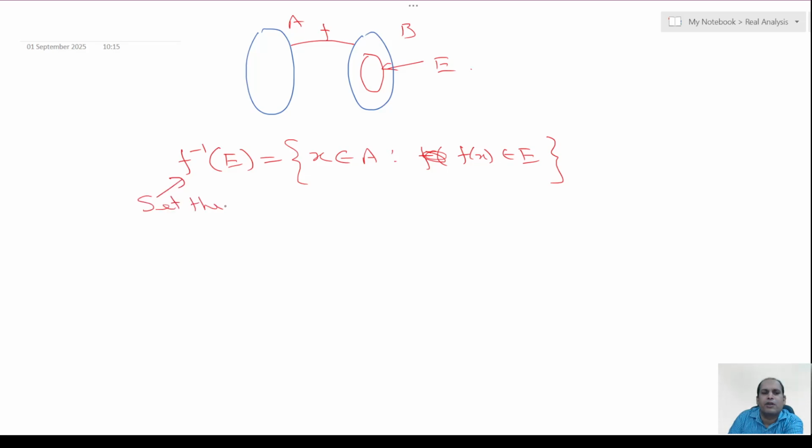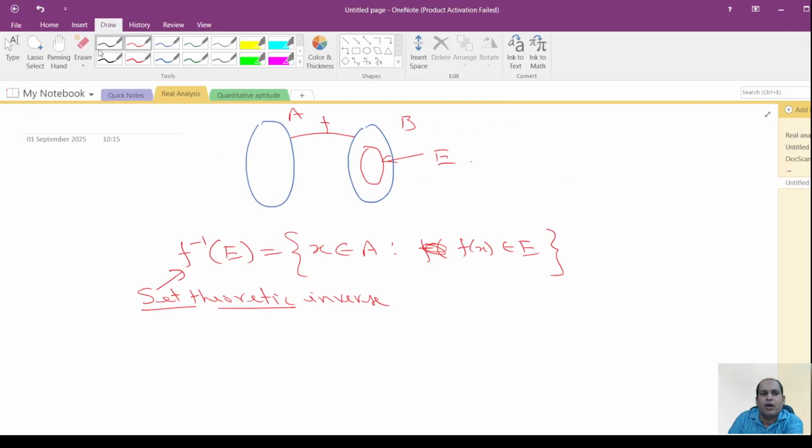Set theoretic inverse. So, it is better to use the term set theoretic inverse, and within this definition we do not require the function to be 1-1 onto. Here it is not mentioned that the function is 1-1 or onto; this is just a notation, it has nothing to do with the 1-1ness and onto-ness of the function.